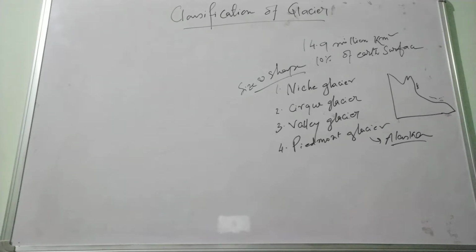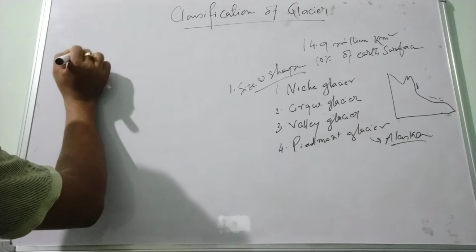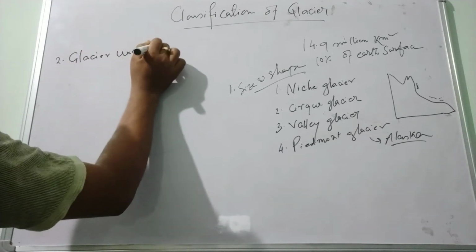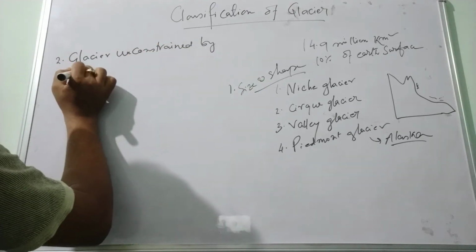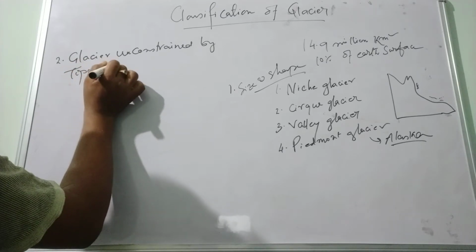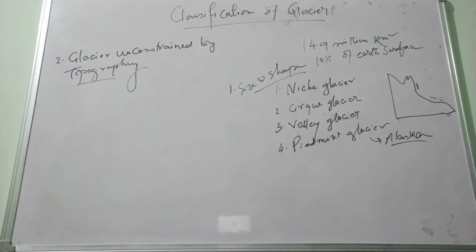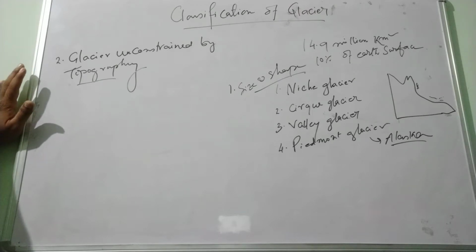Now, glaciers unconstrained by topography. That means the underlying topography has little to no impact on the rate and direction of the flow, which is formed by the glacier unconstrained by topography.